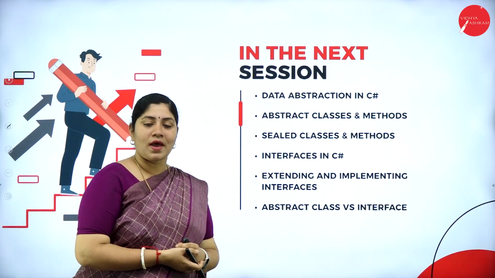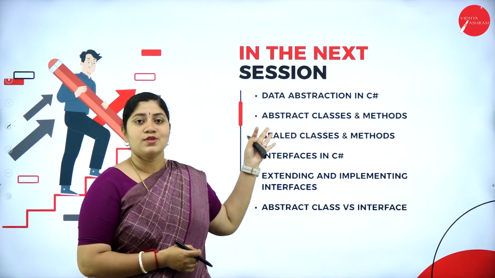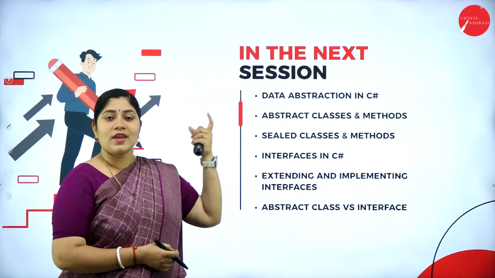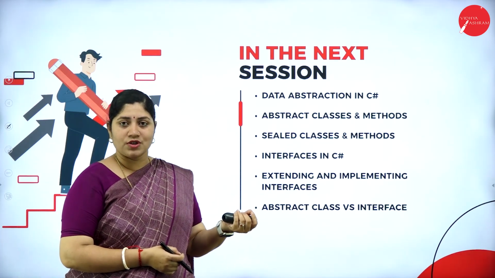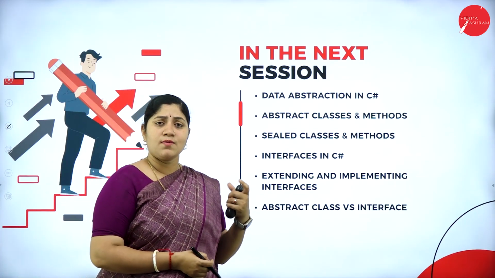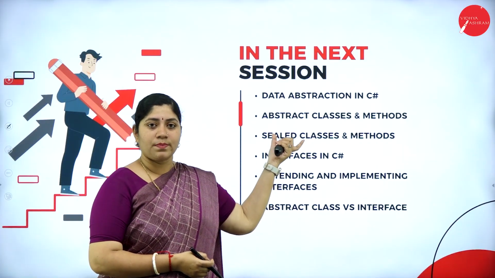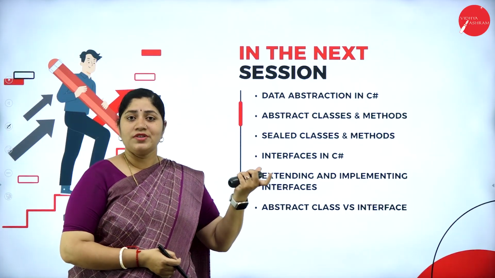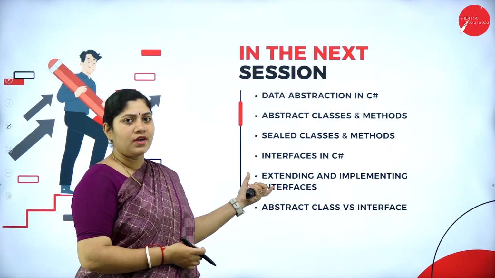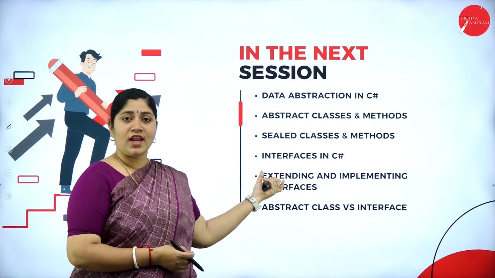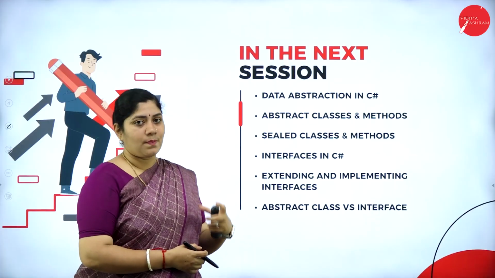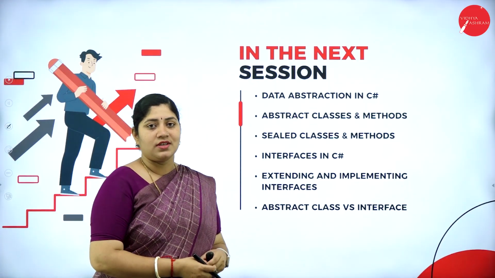This was all about today's session. In the next session, under Unit 2 itself, we'll be understanding what is data abstraction with C#. We'll also understand the different abstract classes as well as methods, followed by sealed classes, methods, and then interfaces with C#. We'll also learn how we can extend and implement interfaces, followed by the comparison between class and interface. That's for this session. Thank you.